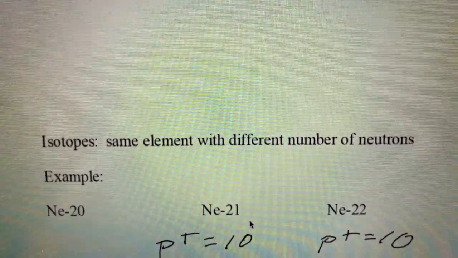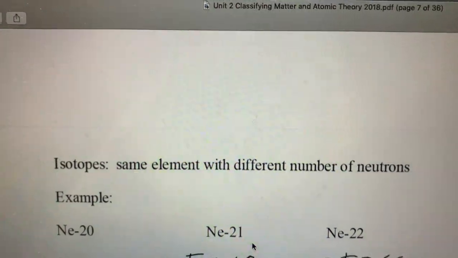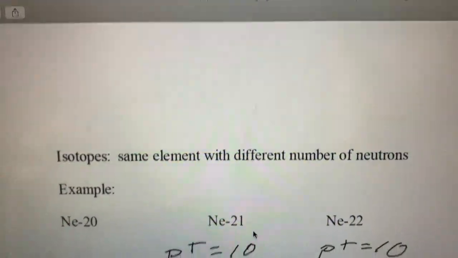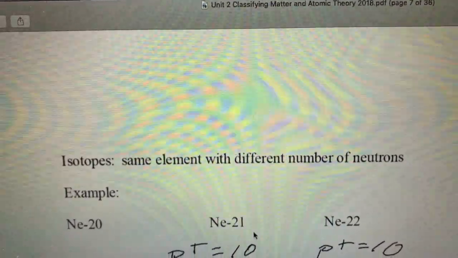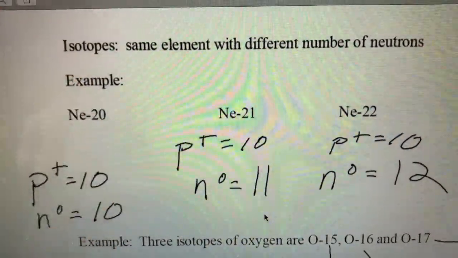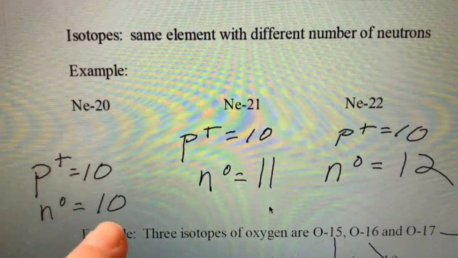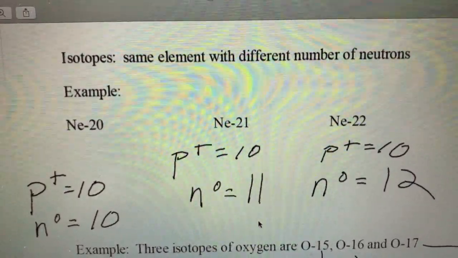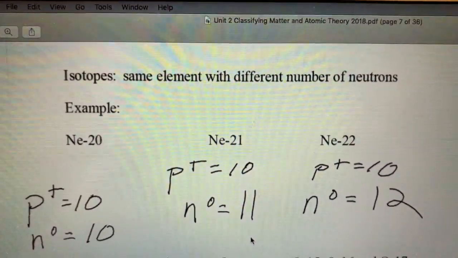When you look at your periodic table, you should see that neon has an atomic number of 10. If you call it neon, it means it will have 10 protons. So then we can figure out our neutrons, all right? If I'm neon 20, my protons and neutrons are going to be the same because I know that's 10, and 10 plus 10 gives us 20. Neon 21 is going to have 11 neutrons, and neon 22 will have 12.